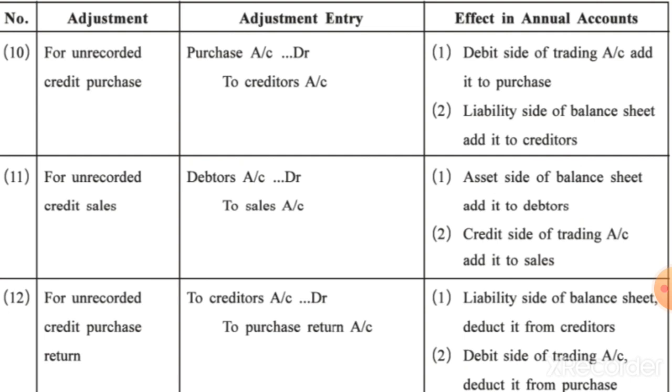So on the liability side of balance sheet, deduct from creditors, because that much amount of creditors will be reduced. So the first effect would be on the liability side, deduct from creditors, and the second effect would be on the debit side of trading account, deducted from purchase. Now students, on the liability side you are subtracting from creditors. Liability side means credit balance. On the credit side you are subtracting, it means you have given the debit effect, and on the debit side of trading account you are subtracting from the purchase. So on the debit side you are deducting from purchase, it means you have given credit effect. So one debit effect and one credit effect.